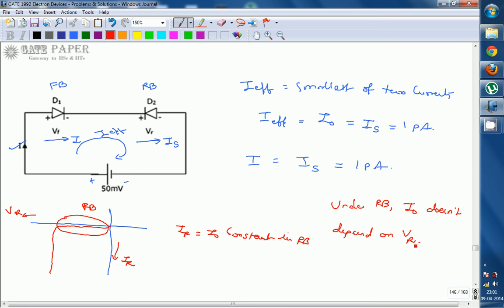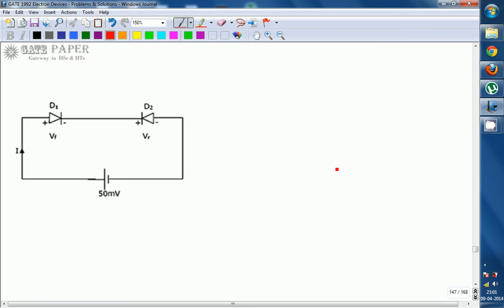So what you can calculate is the voltage across a forward bias diode using the general diode equation, which is I is equal to I0 into e power V by eta Vt. Eta is equal to 1. So we can write it in this way. Using this equation, we can calculate the voltage across the forward bias diode, which is nothing but Vf.